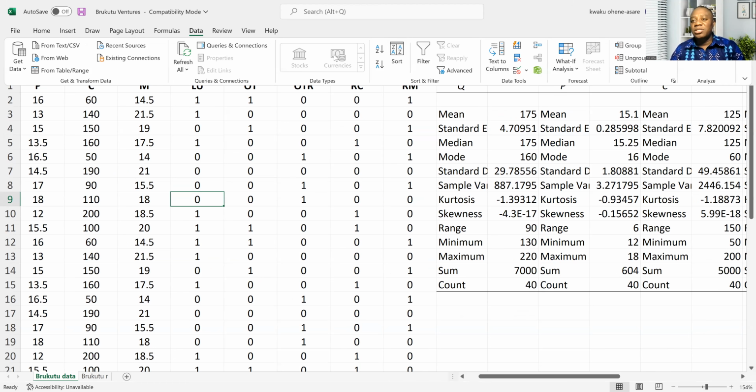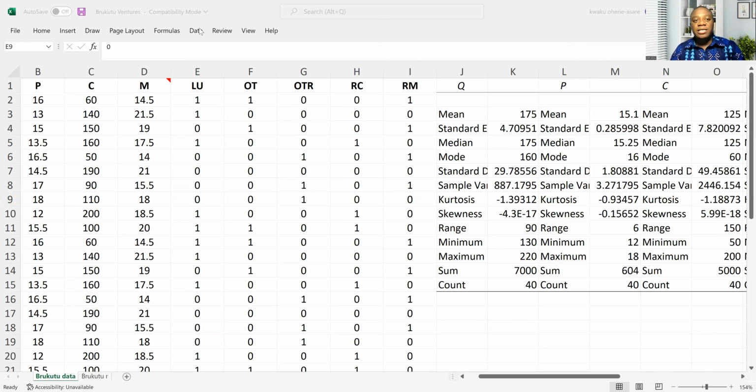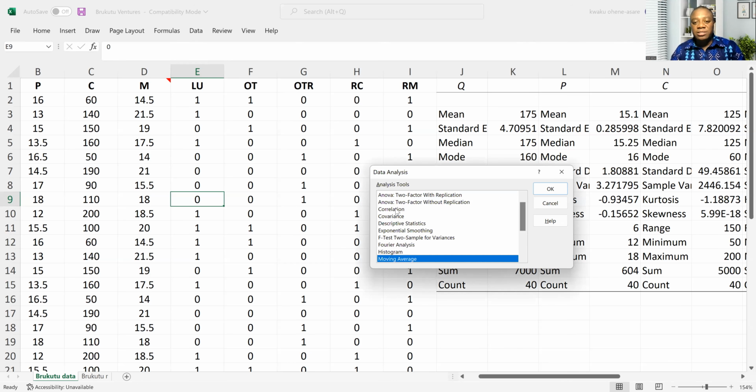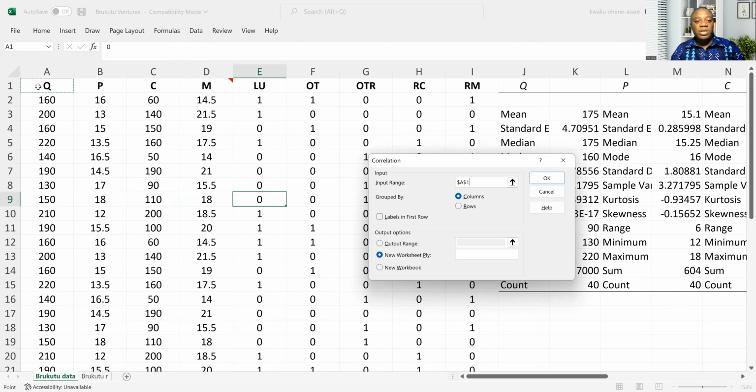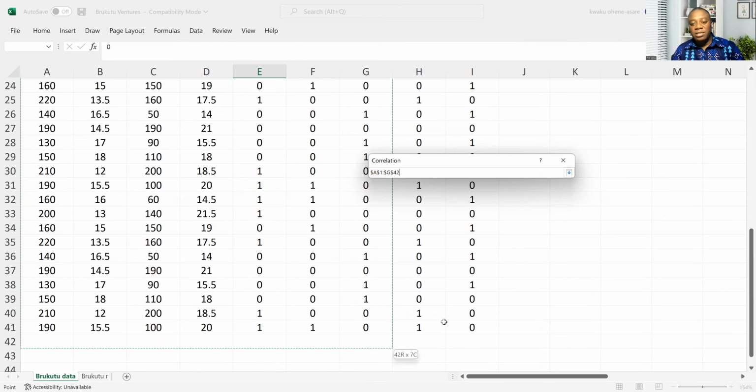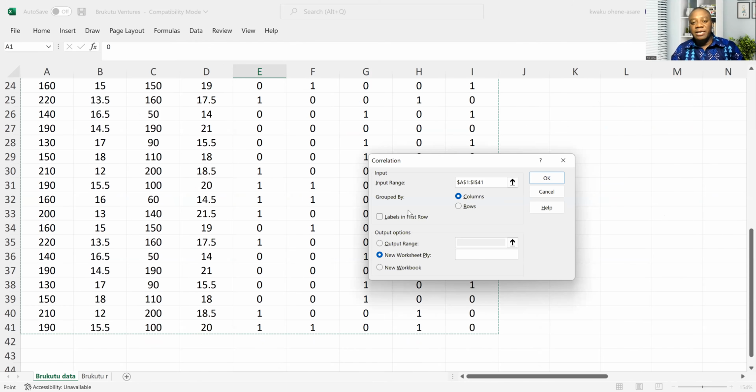all I would have to do is just click on the data tab here. All I have to do is click on data and click on the data tab. And I just have to choose correlation in the list. And once you choose correlation, you will highlight all the information that you have in the data. And once you highlight everything like this to the end, you can now select labels in first row, choose where you want the output to be.